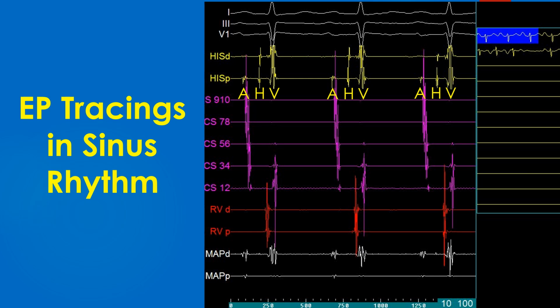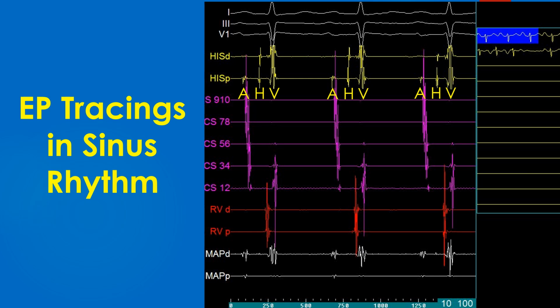Five pairs of electrodes in the coronary sinus are numbered from distal to proximal, so that CS 9-10 is the proximal pair and CS 1-2 is the distal pair, with the other pairs in between. All the tracings from the coronary sinus electrode are in violet color.